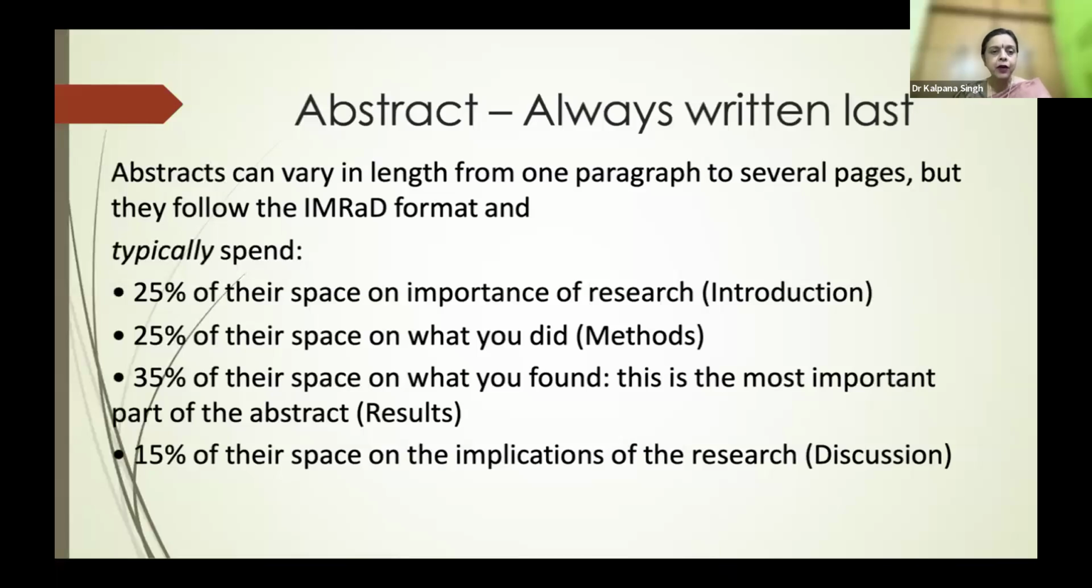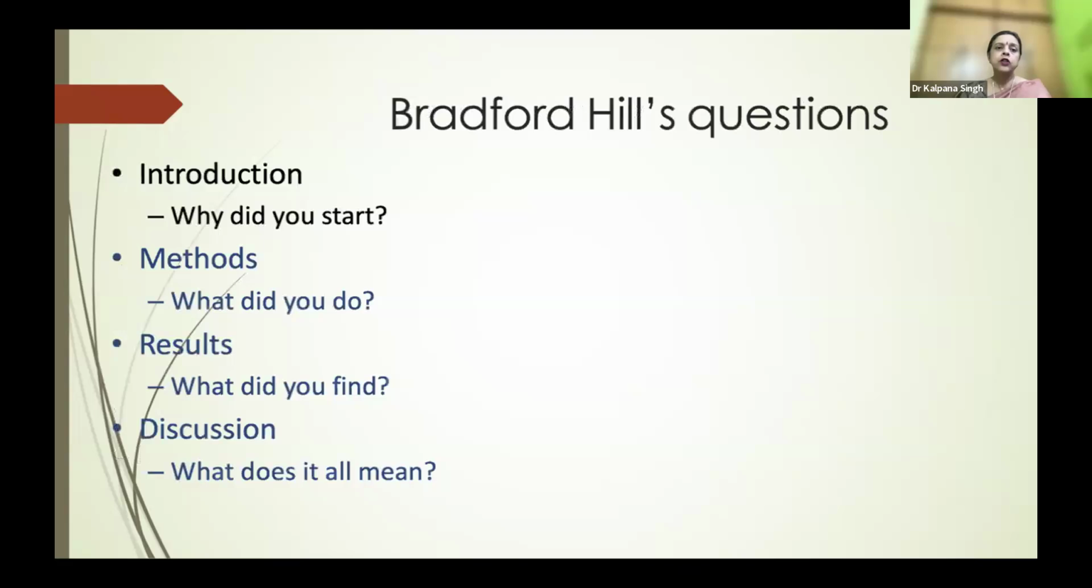there is a specific format for it, which is called IMRAD format, in which I stands for introduction, in which 25% of the space is given for introduction. Then methods, 25% of the space, what you did. 35% of the space, what you found, that is result, and 15% is given for the discussion. So these are the 4 segments in which we write a scientific paper: introduction, methods, result, and discussion. So I'll be starting with introduction.